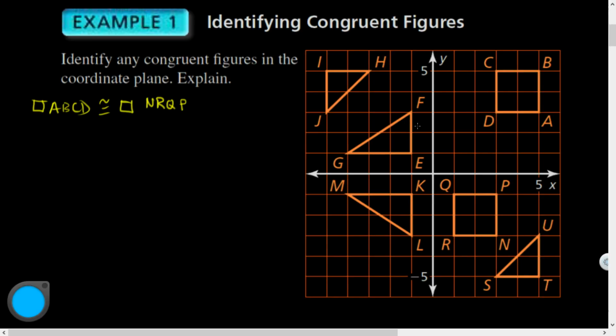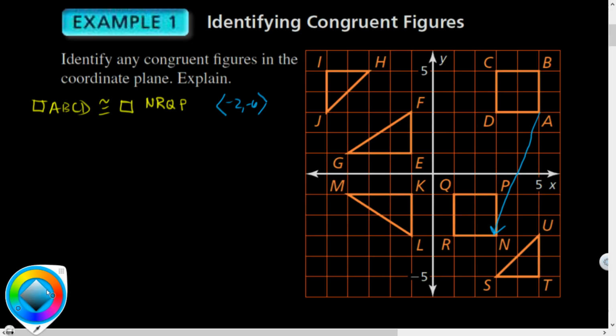Thank you, thank you. So what would your explanation be to justify their congruence? Is there a transformation that you could describe that would bring one onto the other? It looks like if I mapped it by vector <-2, -6>, it would map one of those figures onto the other. Therefore, they are congruent by the definition of congruent figures. Excellent, excellent.